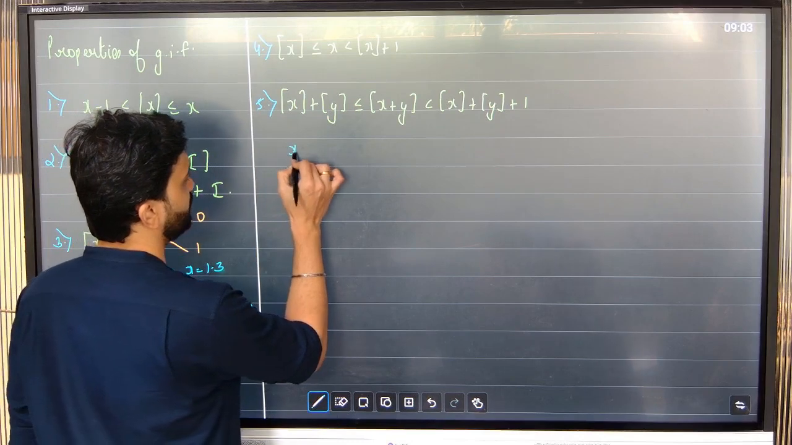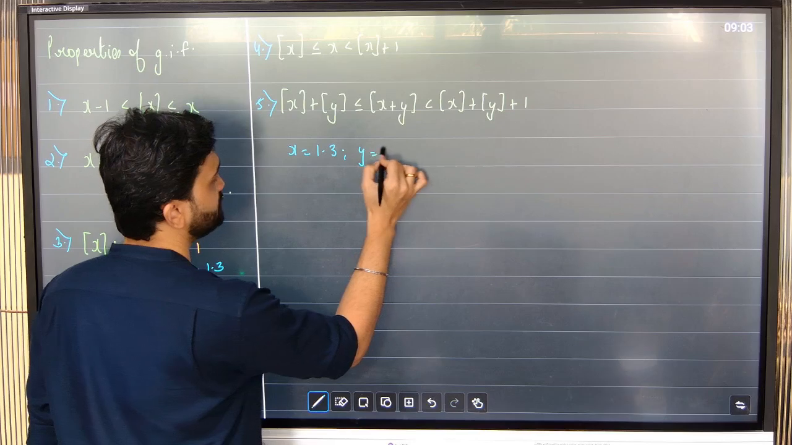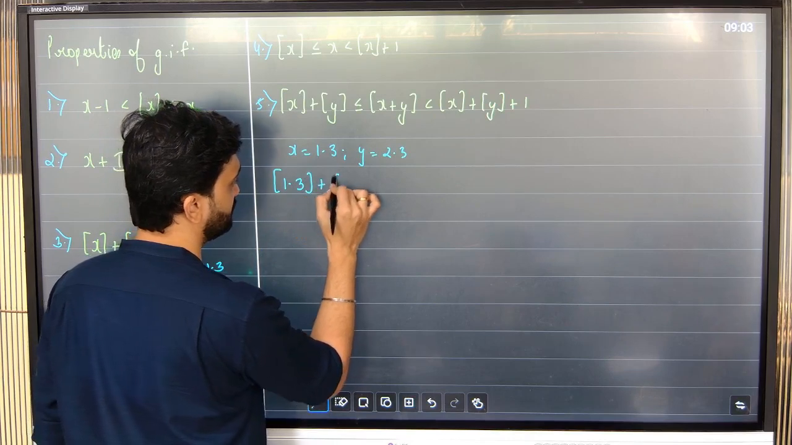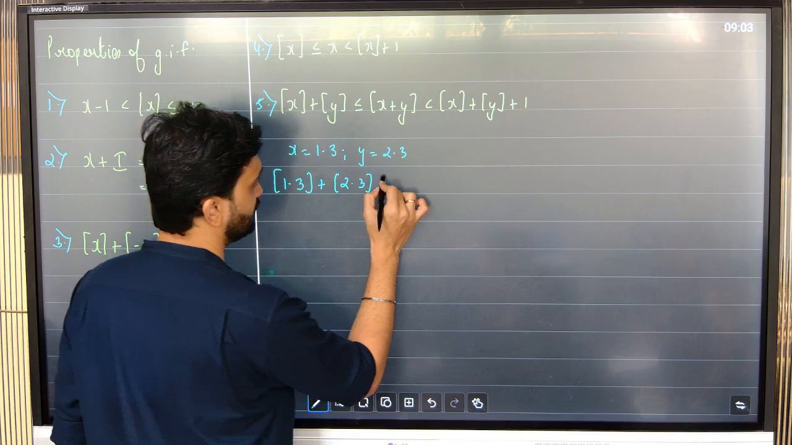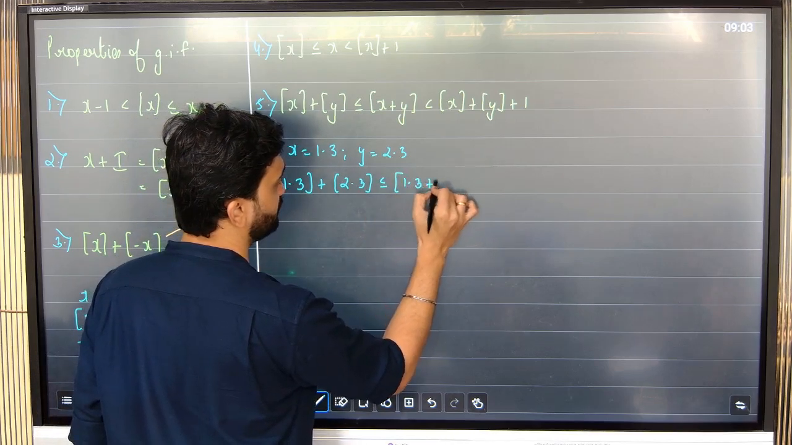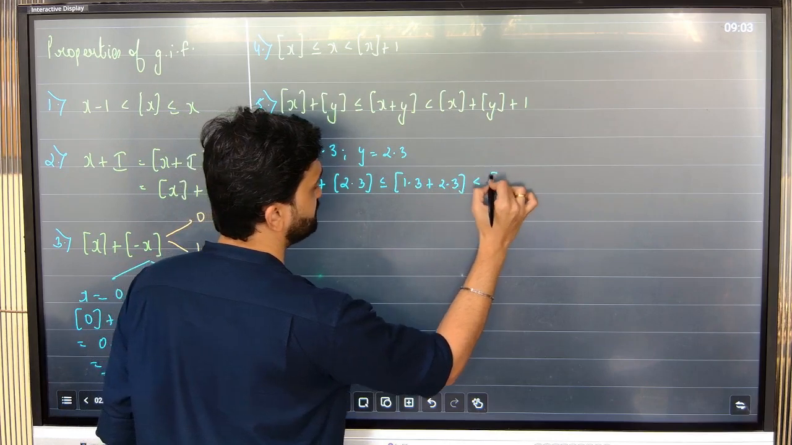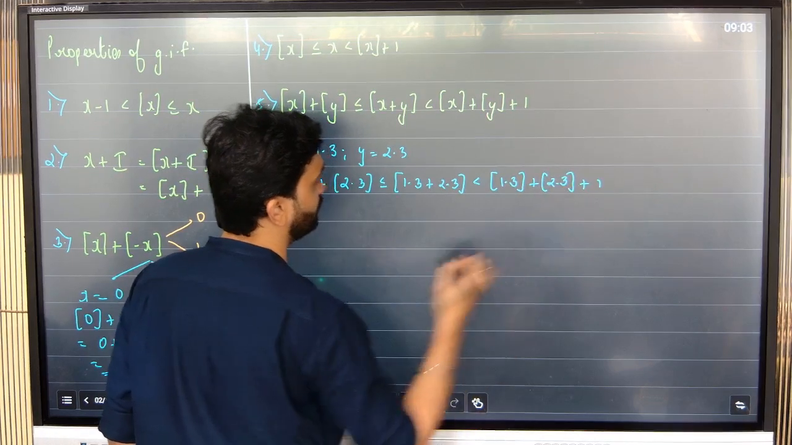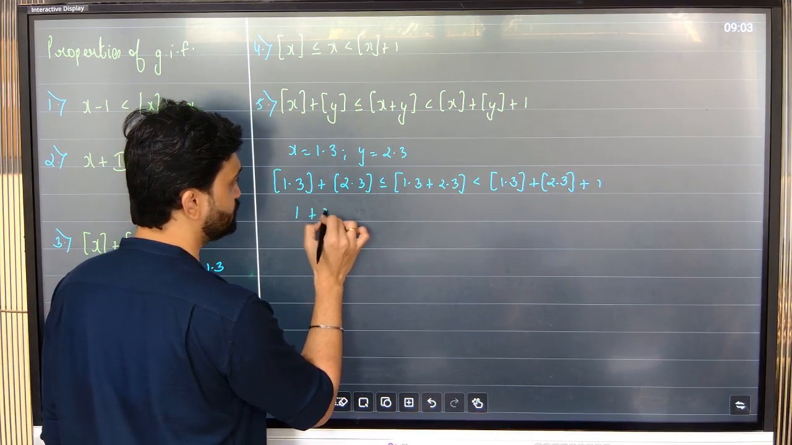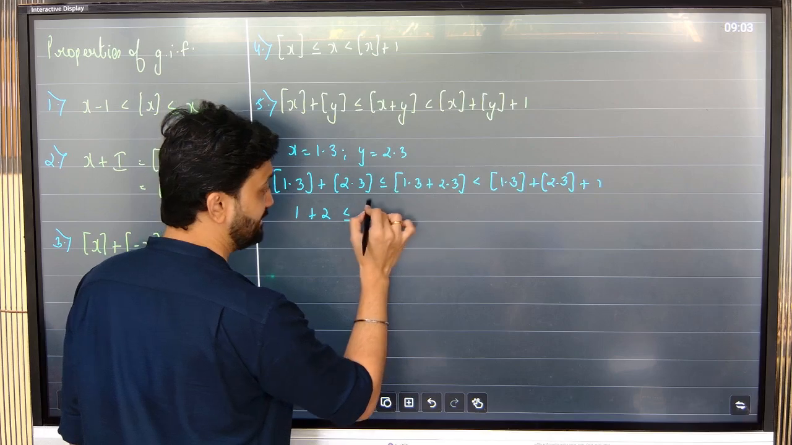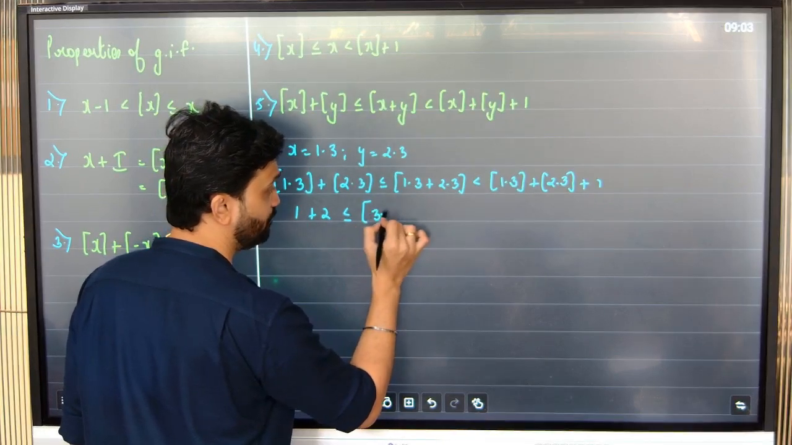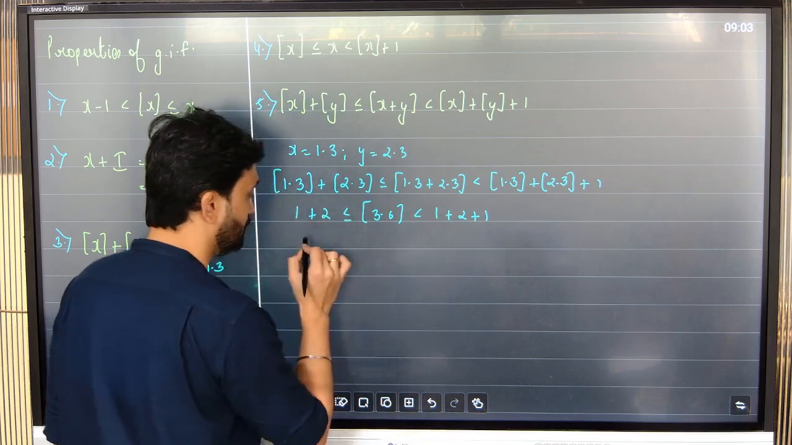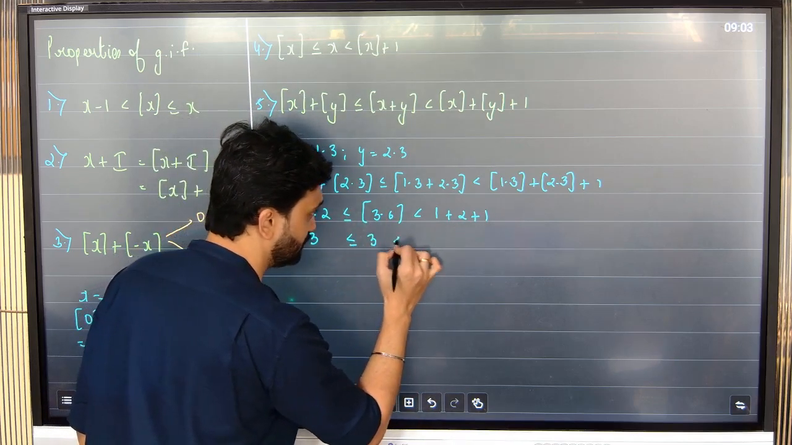Let's take x as 1.3 and y as 2.3. If I substitute here, greatest integer of 1.3 plus greatest integer of 2.3 is less than equal to greatest integer of 1.3 plus 2.3 is less than greatest integer of 1.3 plus greatest integer of 2.3 plus 1. This will become 1 plus 2 less than equal to greatest integer function of 3.6 less than 1 plus 2 plus 1. 3 less than equal to 3 less than 4.